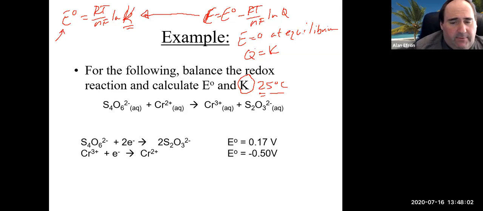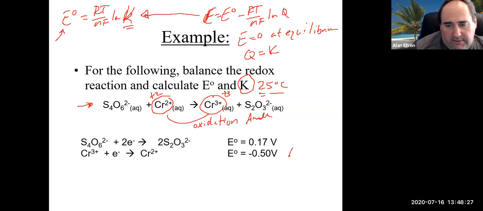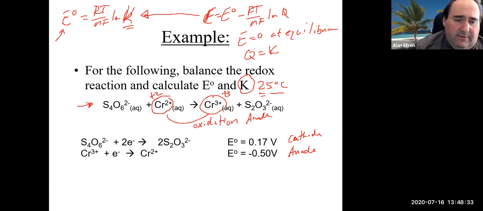A couple of things we want to think about: what is our cathode, and what is our anode? In this case, we are given a reaction. The easiest one might be for you to look at this one. It's going from plus two to plus three, so it is going through oxidation, which means it should be our anode. This should be our cathode in this particular case.